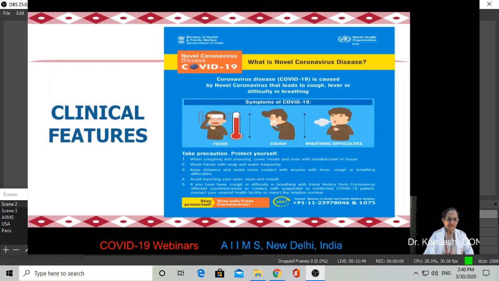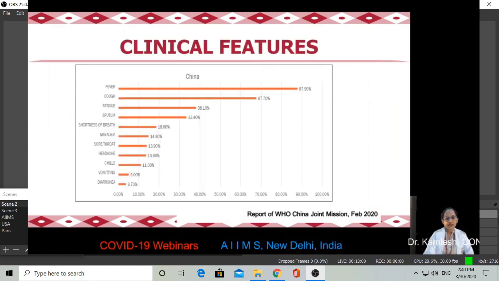Now, what are the clinical features or the signs and symptoms of COVID-19? The most prominent, typical features would be fever, cough and breathing difficulty. The various clinical features which have been reported from the China experience show a range of signs and symptoms. It ranges from fever, cough, fatigue, sputum, breathing difficulty, body aches and pains, sore throat, chills, vomiting or diarrhea.